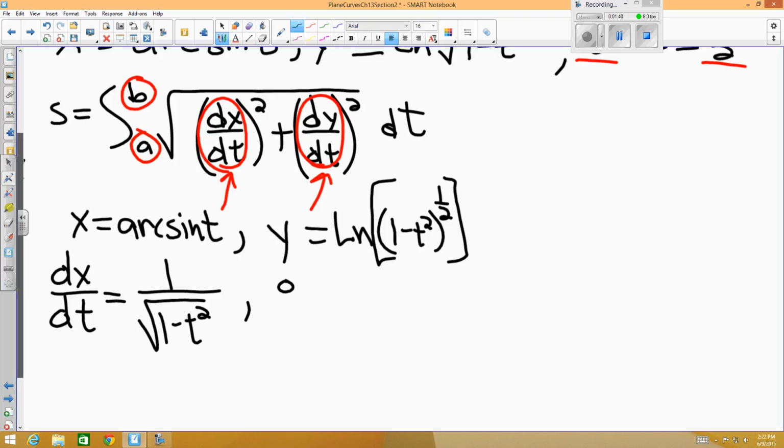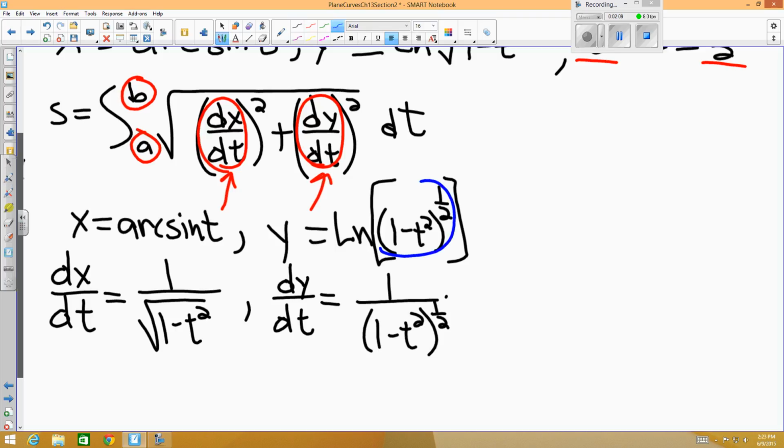The derivative of y with respect to t, well, we have a chain rule here. We have natural log of something inside that. So the natural log is the outermost function. The derivative of a natural log is 1 over, that's 1 minus t squared to the 1/2. But then the chain rule says you must multiply by the derivative of the inside of the function. The inside is 1 minus t squared to the 1/2. Well, within that, we actually have an inside and an outside as well. The 1/2 power is an outer function, and the 1 minus t squared is the inside.